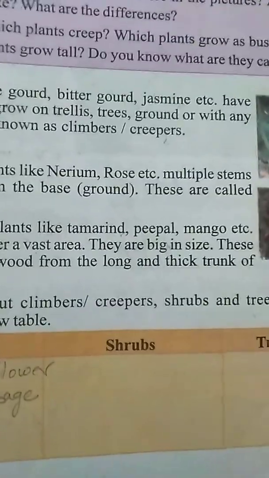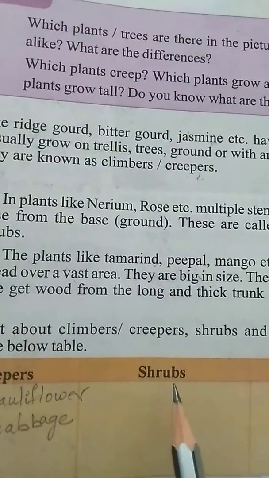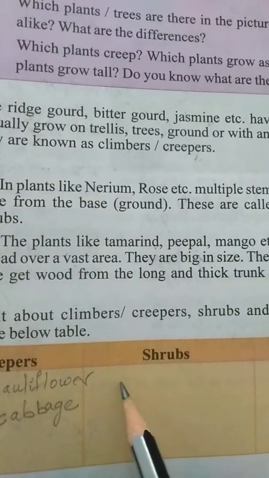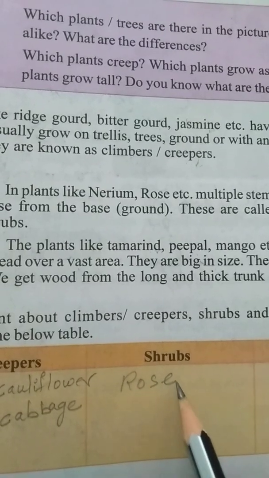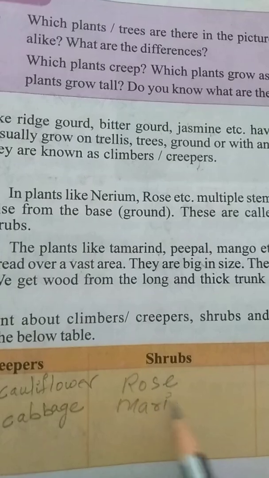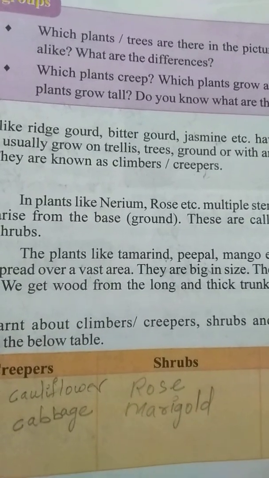Next one is what? Shrubs. Shrubs means they have many stems. What are those? R-O-S-E, rose. Again, M-A-R-I-G-O-L-D, marigold.